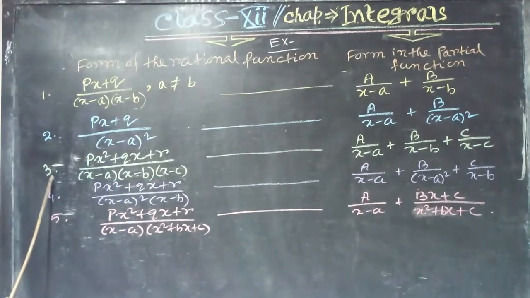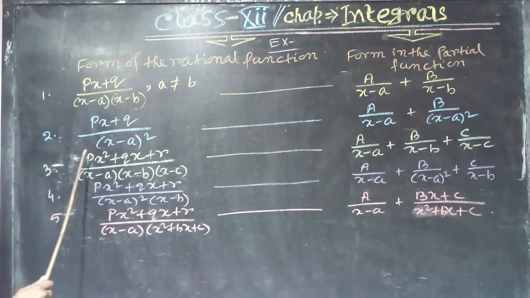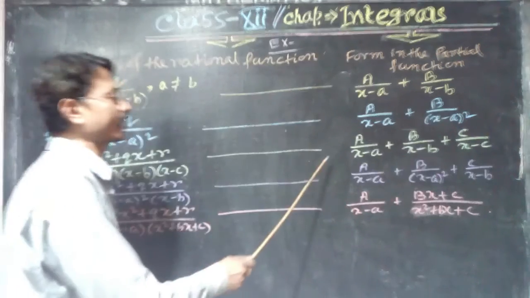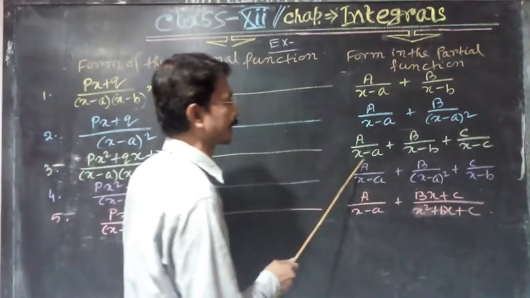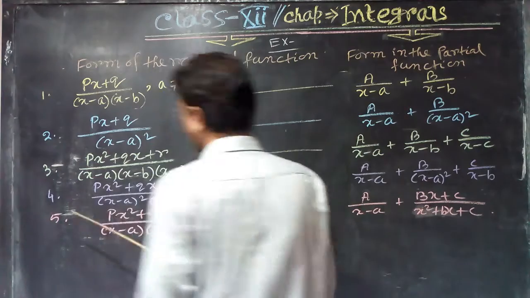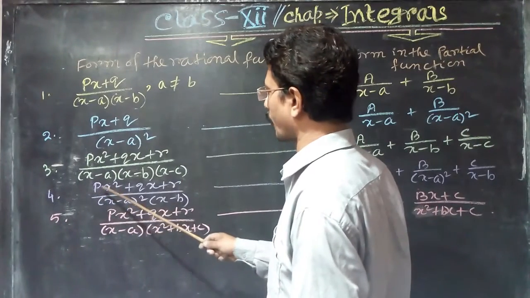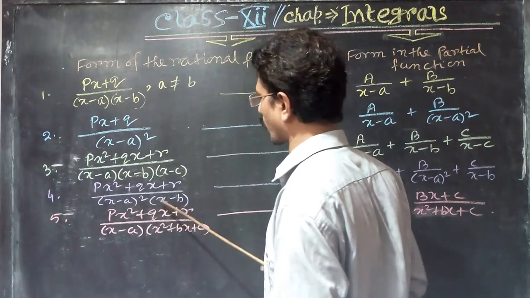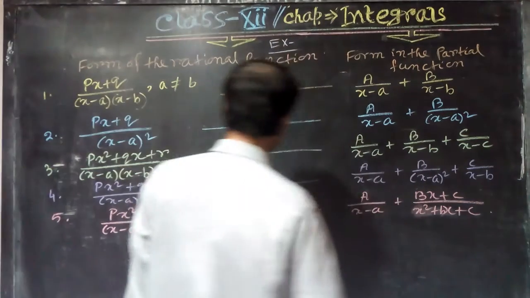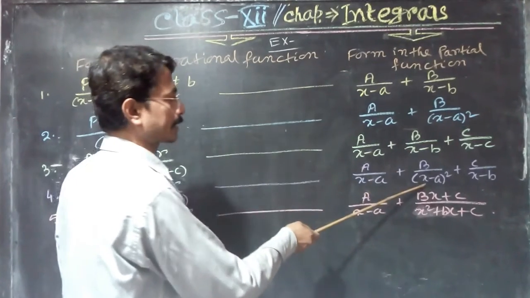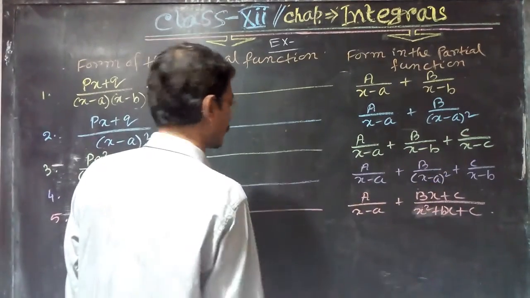If you see that it is given in the form px square plus qx plus r by x minus a into x minus b into x minus c, then you rewrite this in the form a by x minus a plus b by x minus b plus c by x minus c. If it is given in the form px square plus qx plus r by x minus a whole square into x minus b, then you rewrite this in the form a by x minus a plus b by x minus a the whole square plus c by x minus b.